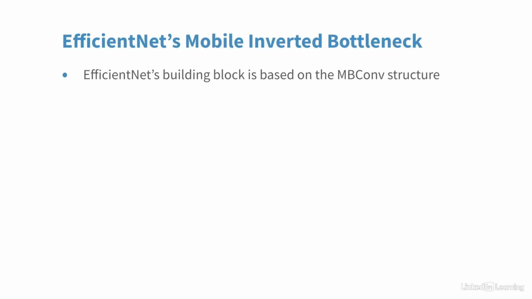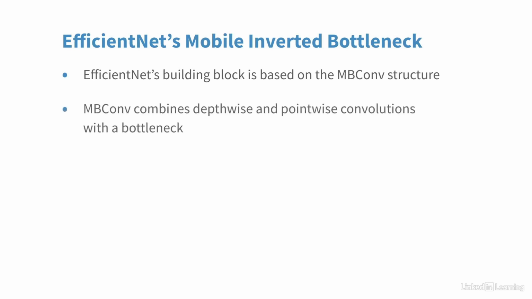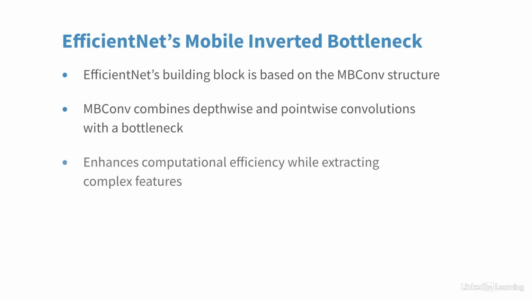EfficientNet's building block is based on the MB-conv structure, which we learned about earlier in the MobileNets. It's basically just the inverted residual block. EfficientNet's MB-conv unit combines both depth-wise convolution and point-wise convolution layers with a bottleneck. These units improve the computational efficiency of the network while allowing it to extract more complex features.